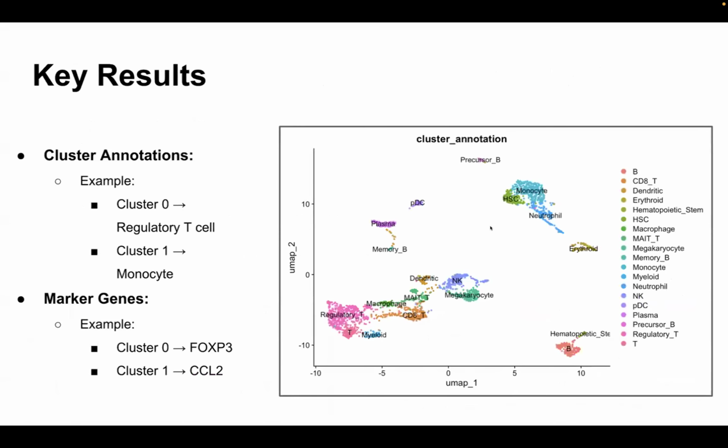After annotating the clusters, I identified cell types such as regulatory T cells, monocytes, CD8 T cells, and more. For example, cluster 0 here I annotated as regulatory T cells based on the expression of marker genes like FOXP3, and cluster 1 I annotated as monocytes based on the expression of marker genes like CCL2. On the right here is the final DimPlot showing the annotated clusters, with each color representing a different cell type.